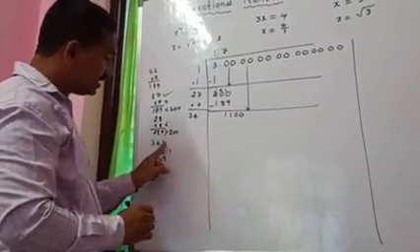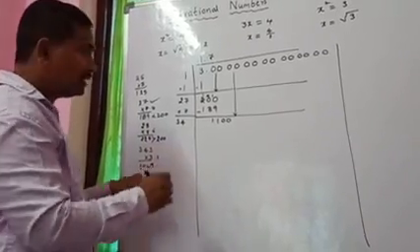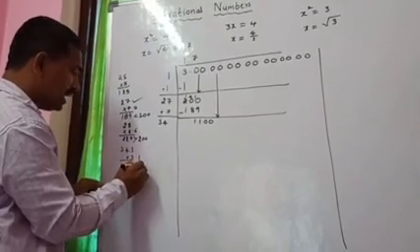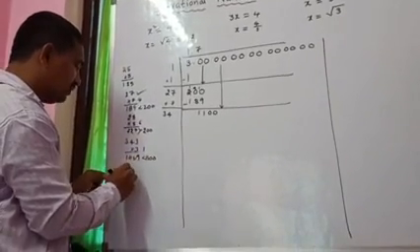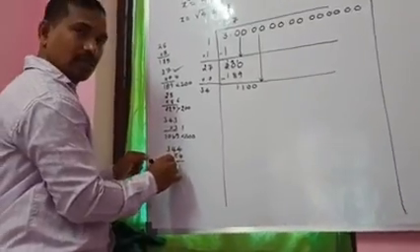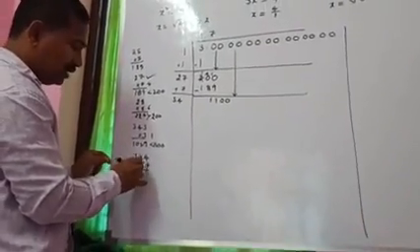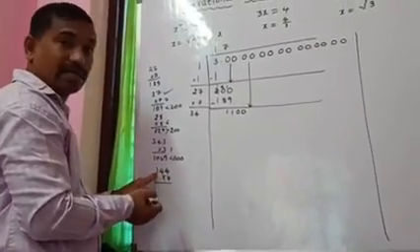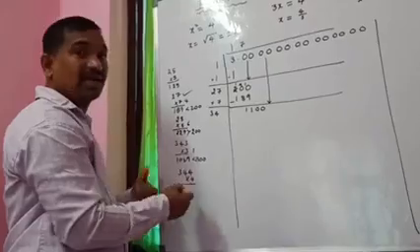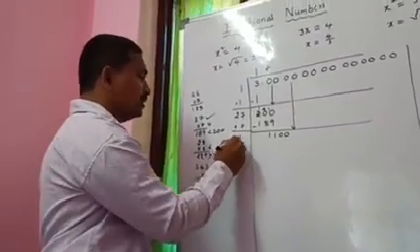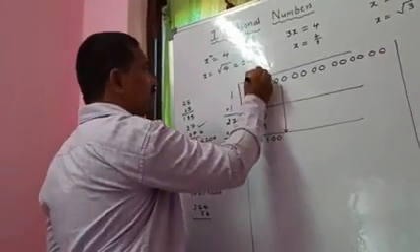If we take 344 into 4, that will exceed 1100. Are you getting? This is less than 1100. Why does 344 into 4 exceed? Because 4 into 300 is 1200. This value is greater than 1100. So take this: 343 into 3.